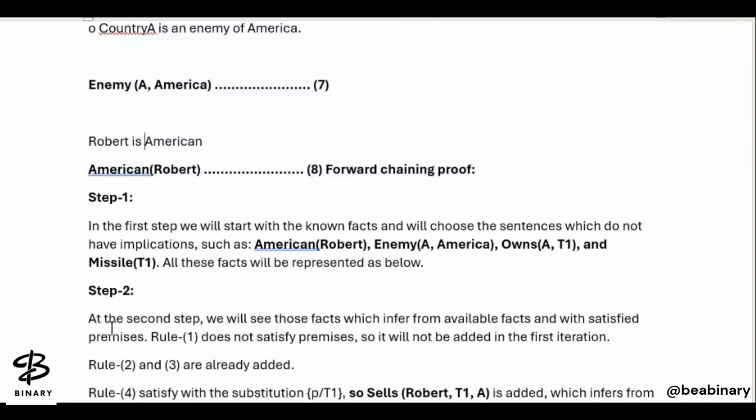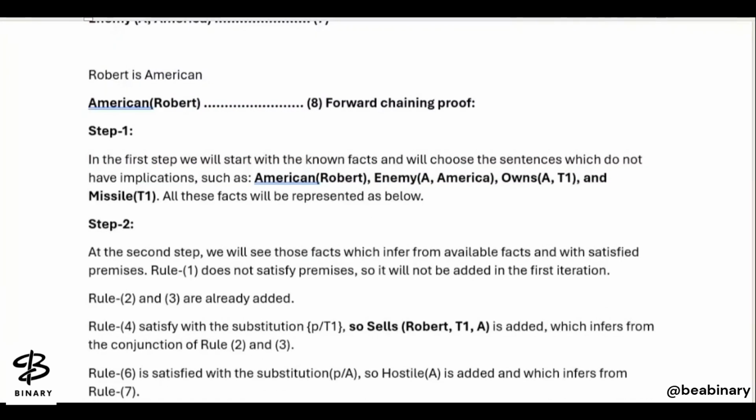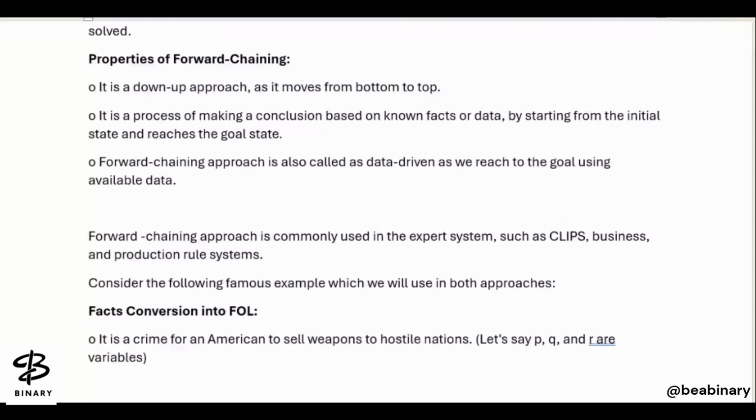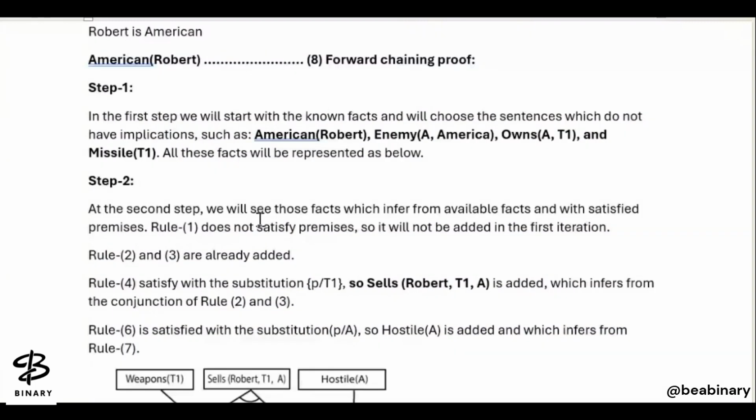Now, at the second step, we will see those facts which can be inferred from the available facts and with satisfied premises. The rules we have talked about here are the different rules, right? So according to that, in step 2, we will see those facts which infer from the available facts. What are the available facts? And with satisfied premises. Rule 1 does not satisfy the premise, so it will not be added in the first iteration. Rule 2 and Rule 3 are already added here, and Rule 4 is satisfied with the substitution here.